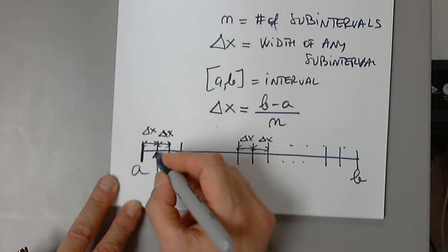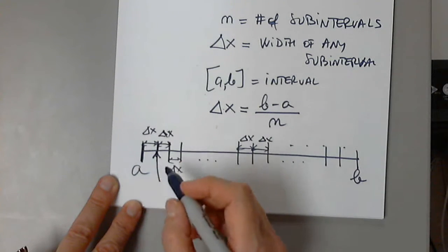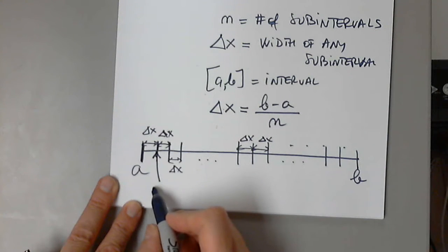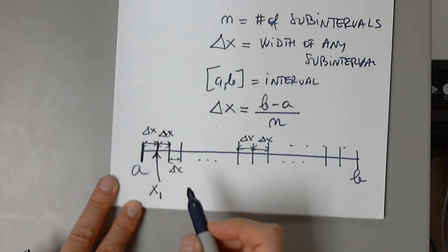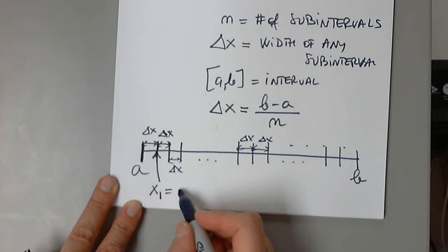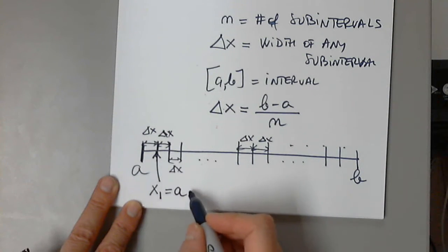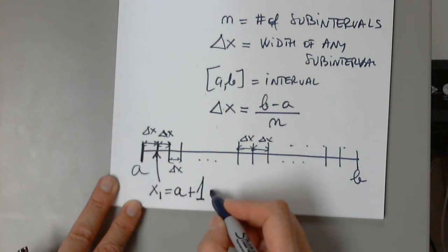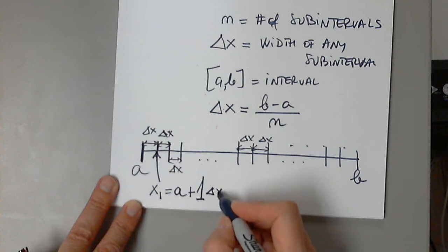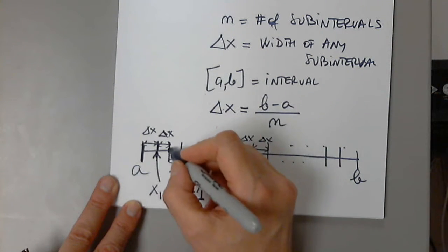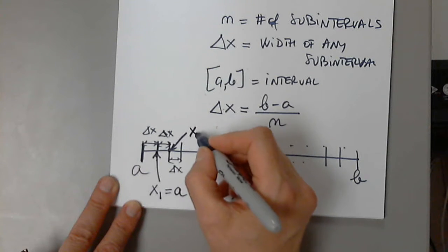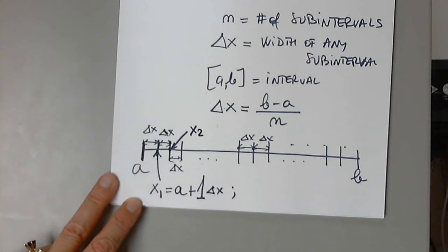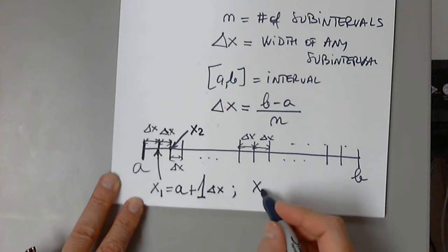Can anyone give us the value of the end of the first subinterval, which we will call x1? Yes, Andre? A plus 1. 1 what? Of course, delta x. Very good. Now I would like to determine the end of the next subinterval. Can anyone give us x sub 2?